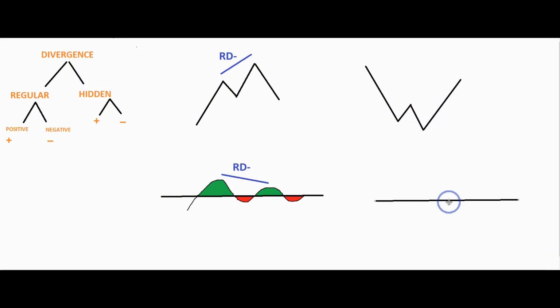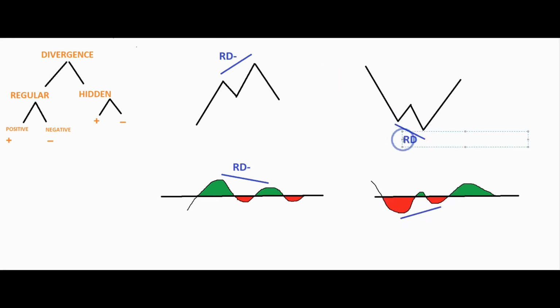As you can see, we have a regular positive divergence structure, where the price makes a lower low, but the MACD forms a higher low. This suggests that the trend might be reversing, indicating a potential upward movement. Therefore, regular negative divergence occurs at highs in both price and MACD, while regular positive divergence occurs at lows.